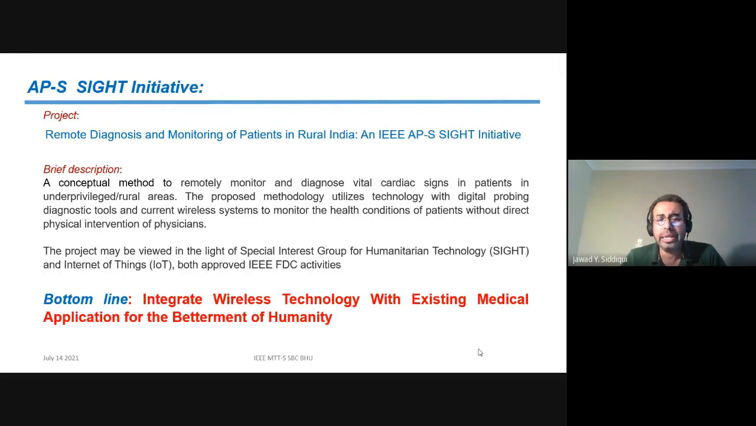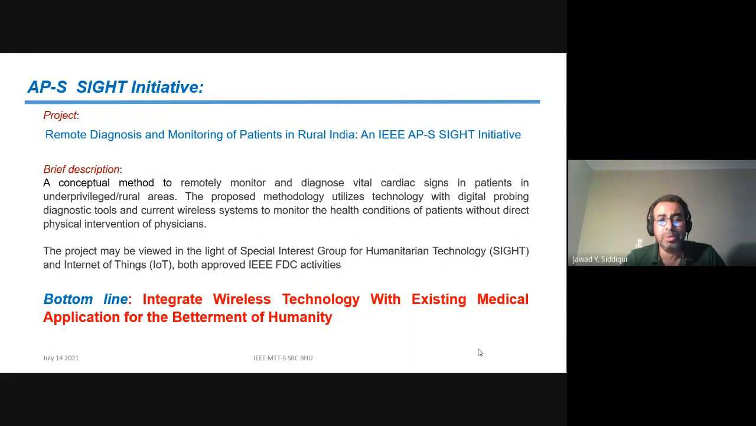One of the ideas that I worked on was to integrate wireless technology with existing medical applications for the betterment of humanity. It's a remote diagnosis and monitoring of patients in rural India related to cardiovascular diseases, because I come from a family of cardiologists. That was the very first thing that came to my mind: why can't I use existing technology, wireless technology, what we call the Internet of Things, to fix some problems?